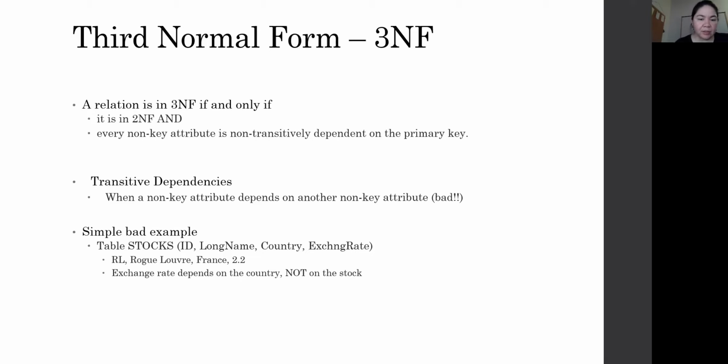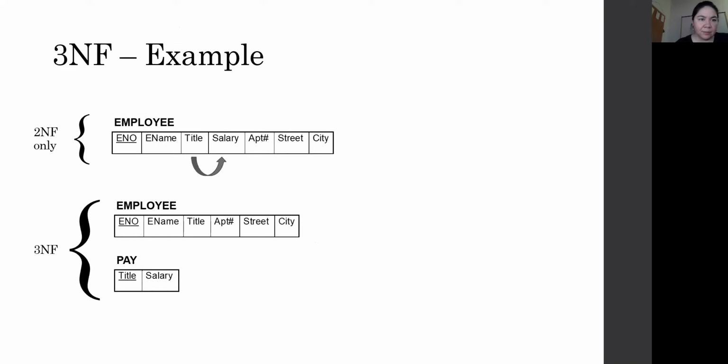So let's look at a second example here. Here, our top table, we have employee data. So we have their ID number, name, title, salary, and address, basically. The problem here being that title and salary are actually dependent on each other and not on the employee ID. So basically, in this very simplified HR data, your pay is actually tied to your title.